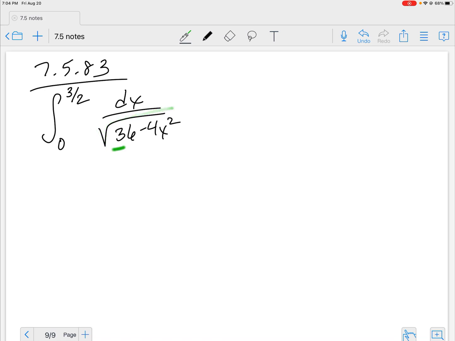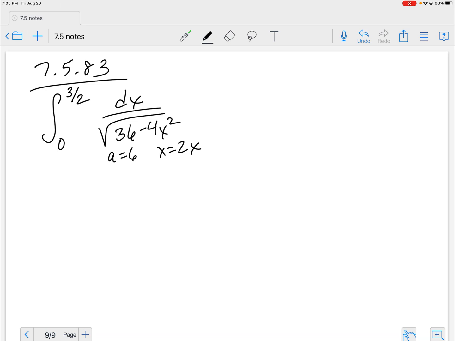But I see I have a square root. I see I have a number. And I see I have something squared back here. That is my tip-off. Those are the defining characteristics to tell me I'm doing inverse trig. Okay, good. Now I want to identify which one it is. It's sine. Nice. So a is equal to 6.